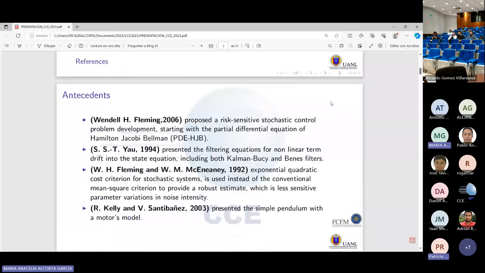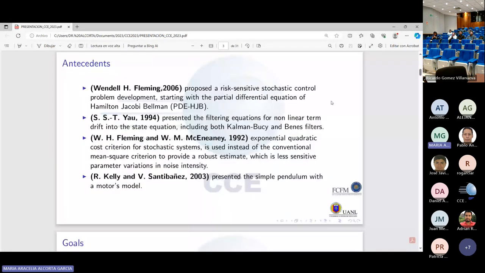As introduction, antecedents, I have four important notes. One, with respect to the obtention of the risk sensitive stochastic control.